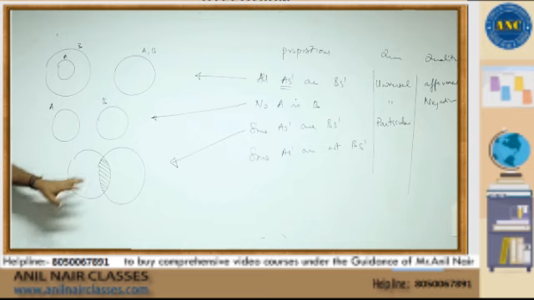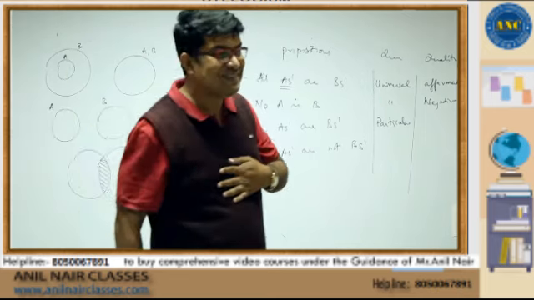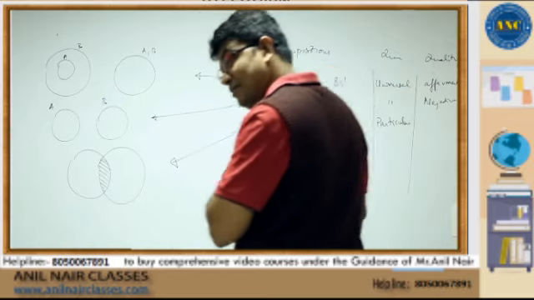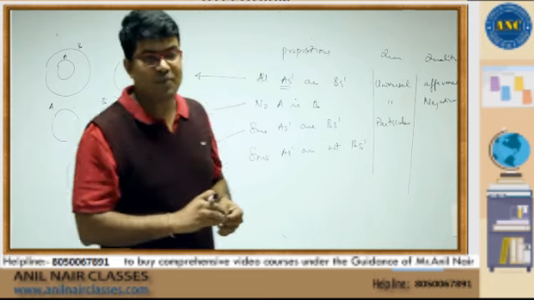Okay? Are you okay with some A's or B's? Yeah. Let's come to the last one: some A's are not B's. Draw this diagram. Same thing. Again, more possibilities can come. Some A's are not B's.